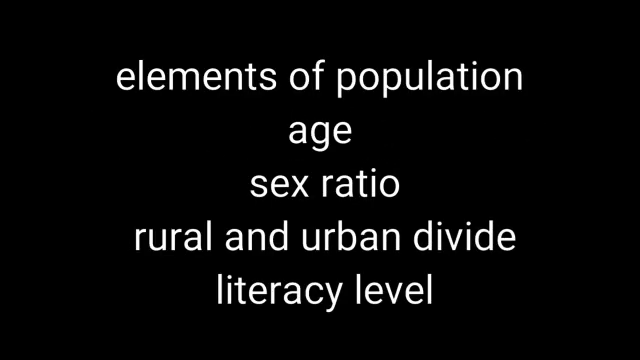The last of our topics is population composition, which is the description of the population according to certain elements: age, sex, the rural and urban population, and the ratio of the literacy level. All of these combined together let us know about the composition of our population. Out of this, age is the most important element of the population composition.